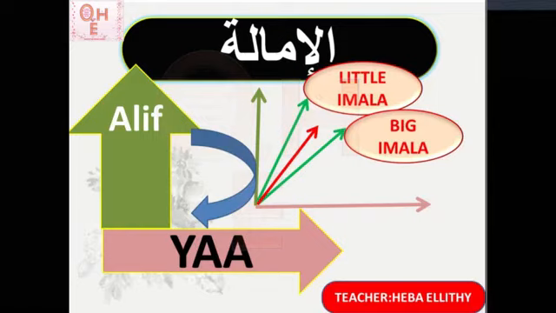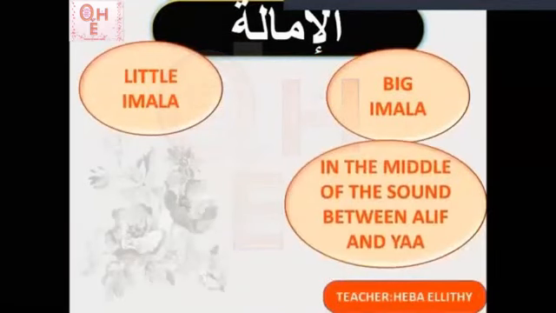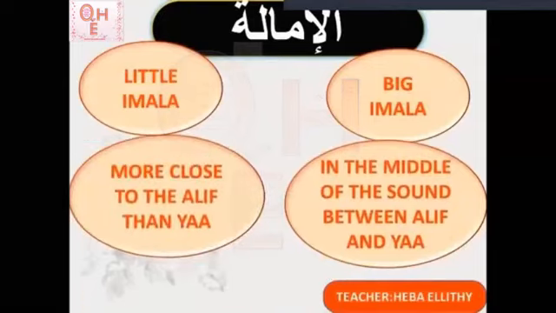Okay, let's see what kind of imala we have. We have little imala and big imala. Big imala is in the middle of the sound between alif and ya, but closer to the ya sound. Little imala is closer to the alif sound than ya. Where is this imala? It's in all nationalities. I hear it everywhere: in Pakistani, Indian, Egyptian, Syrian, everywhere.